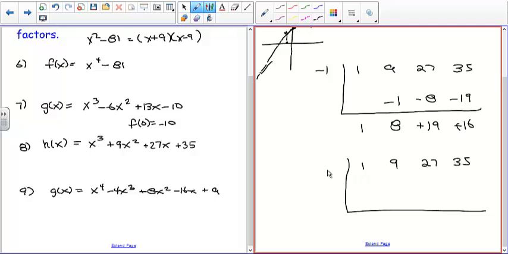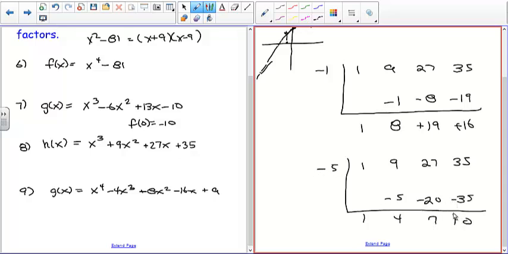So we get -5. Okay, bring that down. -5 times 1 is -5. Add these together, you get 4. -5 times 4 is -20. Add these together, you get 7. -5 times 7 is -35. Add these together, you get 0.